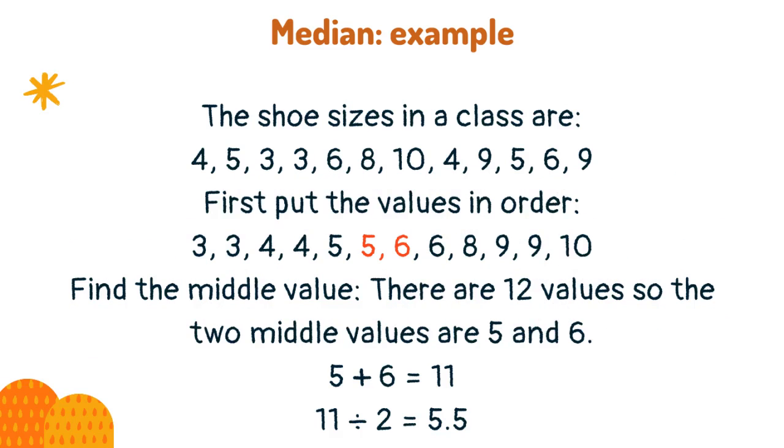The shoe sizes in a class are 4, 5, 3, 3, 6, 8, 10, 4, 9, 5, 6, 9. First put the values in order: 3, 3, 4, 4, 5, 5, 6, 6, 8, 9, 9, 10. Find the middle value. There are 12 values, so the two middle values are 5 and 6. 5 plus 6 equals 11. 11 divided by 2 equals 5.5.